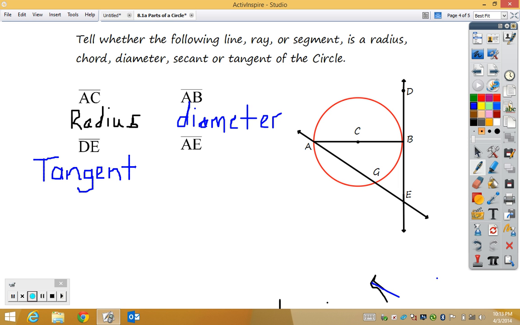Alright, and lastly AE. AE hits the circle in two distinct points, but it's not a segment. It's a line, it continues through. So AE is a secant.